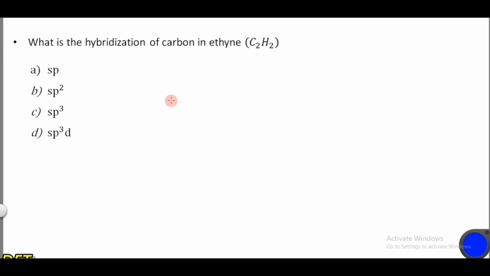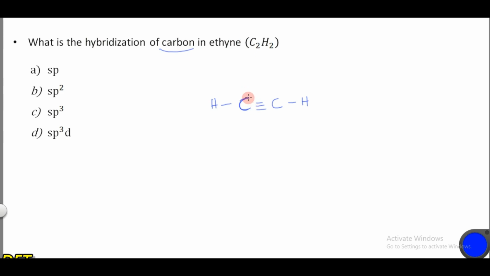So let's look at the last example that we have here. What is the hybridization of carbon in ethane? So the first thing I would want to do here is to draw the structure of ethane. So this is ethane with a triple bond, right? This is hydrogen, and this is hydrogen. Remember, there must be 4 electrons around carbon. 1, 2, 3, 4, right? So we are asked to look for the hybridization of carbon in ethane, right?